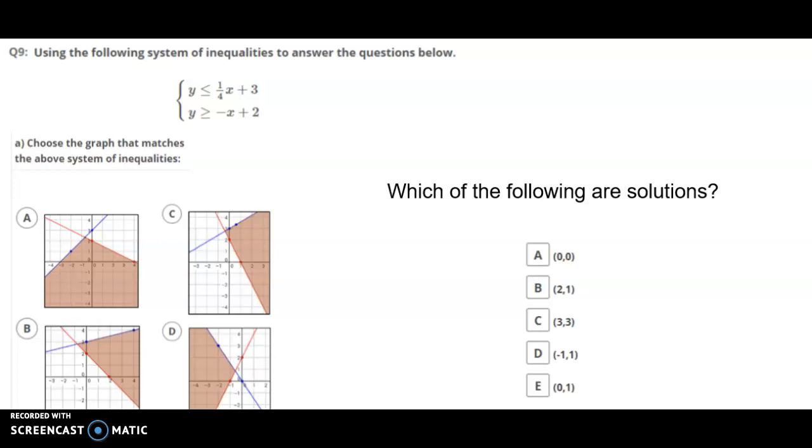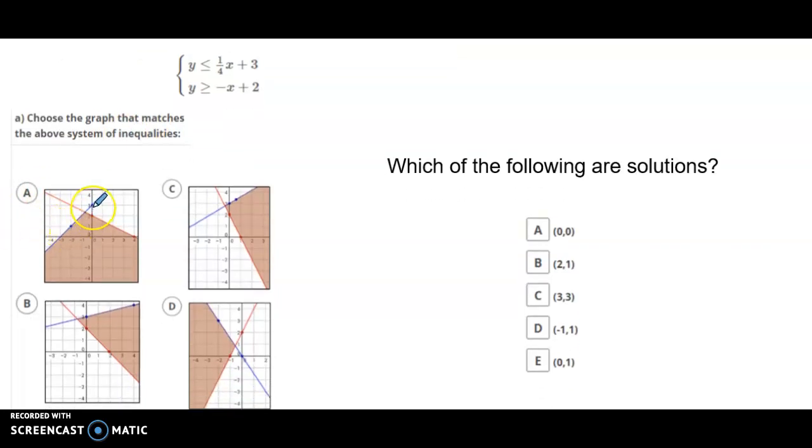Use the following system of inequalities to answer the questions below. And there's the system. We want to choose the graph that matches the above system. So we've got y is less than or equal to 1/4 x plus 3. So we're going to try to find which one is 1/4 x plus 3. So this one has a y-intercept at 3, but the slope is up 1 over 1. That's not 1/4. This is a y-intercept of 3. It looks like it goes up 1. It could be 1/4. This one, 3, up 1, 1, 2, 3, 4 to the right. So B is definitely a slope of 1/4. And then D doesn't even have anything with a y-intercept of 3, so D is definitely out. And A is definitely out.